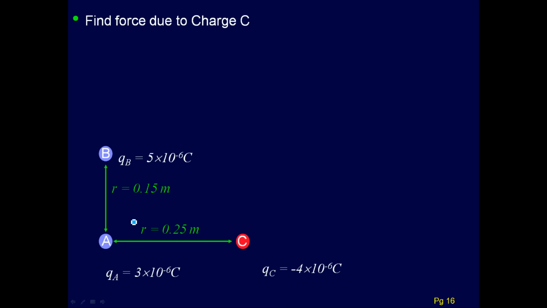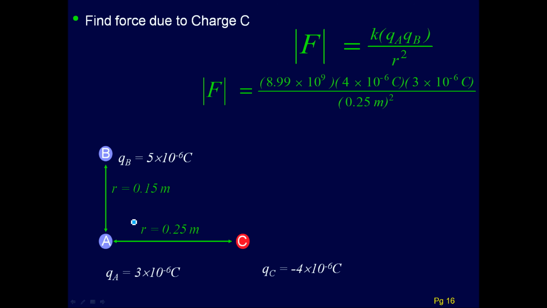Now the second part is to find the force due to charge C. Again, we use the same setup, Coulomb's law. We plug in our constant. Now we're using the values of 4 and 3. Since I'm just getting the magnitude of the force, I don't care about the negative 4. So I'm going to plug it in as just 4 times 3, and then I'll think about the direction of the vector later. When you're doing the forces, you can just get rid of the negative signs, find the number, and then figure out the direction later. When I plug this into my calculator, I get 1.72 newtons.